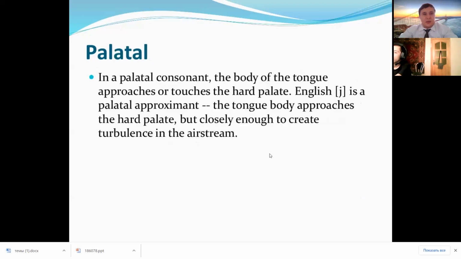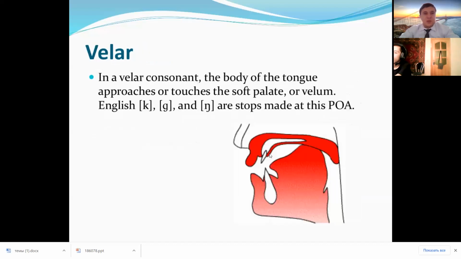Okay, the next, palatal. In a palatal consonant, the body of the tongue approaches or touches the hard palate. English Y is a palatal approximant. The tongue body approaches the hard palate, but closely enough to create turbulence in the airstream. The next one is the velar organ. So just give me a minute.